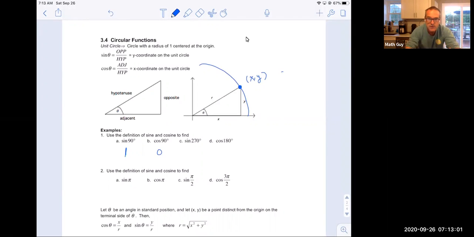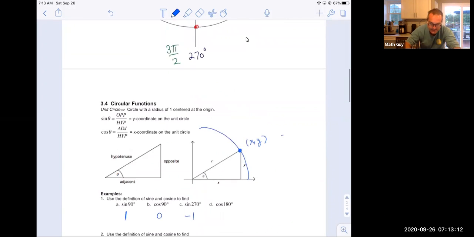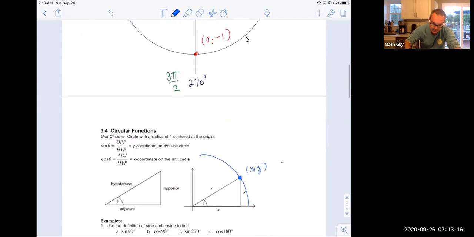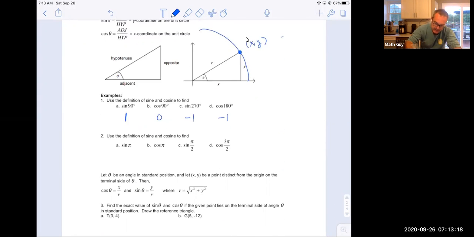Sine of 270, look at your unit circle, that's at the bottom. The y-coordinate at 270 is -1. And then finally, cosine of 180. Cosine is the x. The x-coordinate at 180 is -1. So over at 180, the cosine is -1. Simple enough, right?